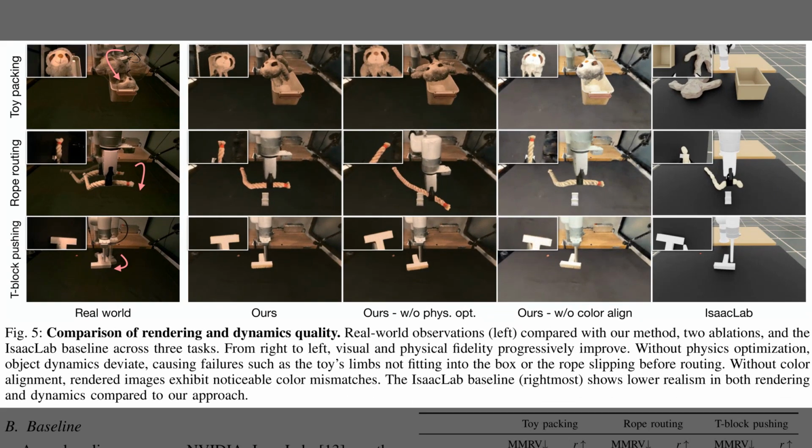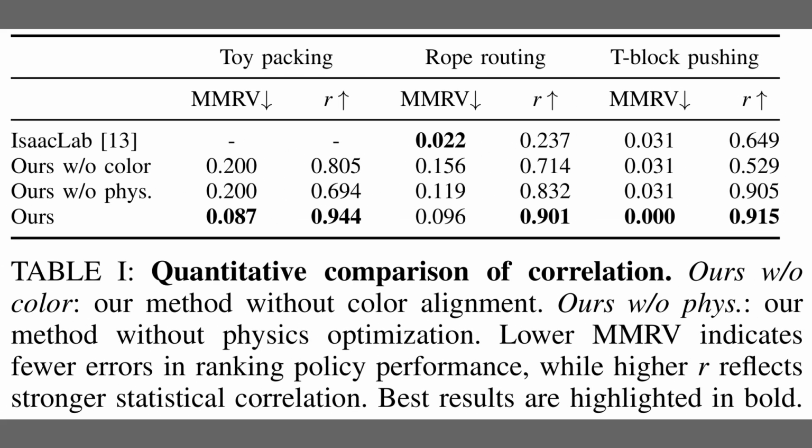Alright, the previous figure tracked learning over time. Figure 5 compares visual rollouts across 5 columns, so rendering and dynamics differences are obvious at a glance. The left column shows real-world executions. The second column shows our simulator, which matches poses and outcomes closely. The middle columns highlight failures. Without physics optimization, the rope misses the clip, and the plush limbs misfit, while without color alignment, the robot pushes the T-block differently because perception shifts. The rightmost column shows Isaac Lab with noticeably lower realism. So the previous figure highlighted qualitative gaps.